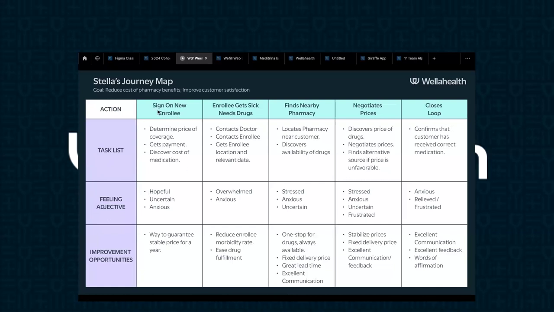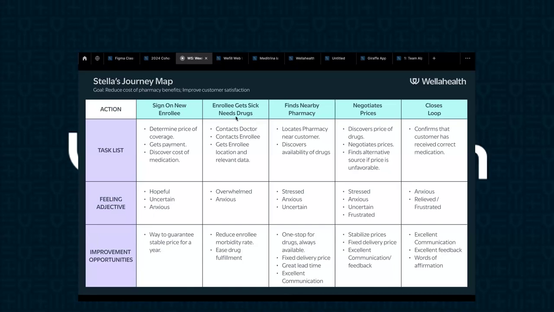So in the area of signing in a new enrollee, the feeling is she feels hopeful that this enrollee may agree or not. She feels uncertain that the enrollee may or may not agree. Then there is that anxiety as well in terms of if I give this enrollee a price now, what if there is inflation after that, and then I'm not able to fulfill my obligation to this enrollee? That creates anxiety for them.